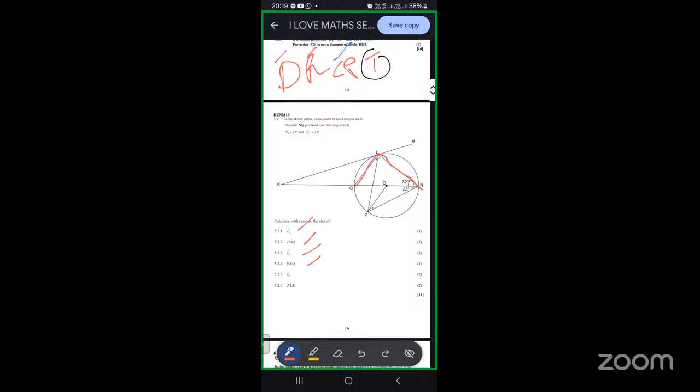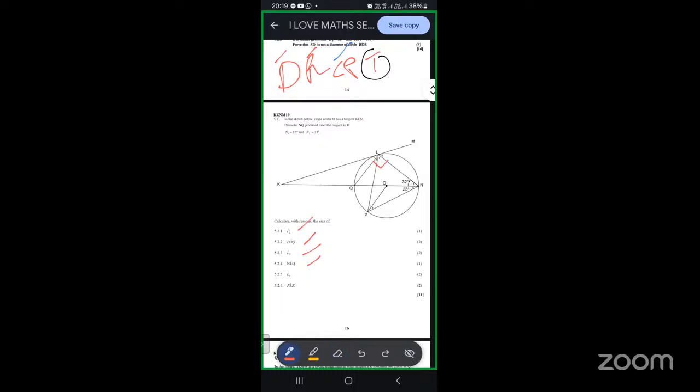Now, any one of you guys who can give this one a try? I think this is the simplest question of question 5.2. Now we are required to find the size of angle NLQ, this one here. 90. Ethan is saying this angle right here is 90 degrees.